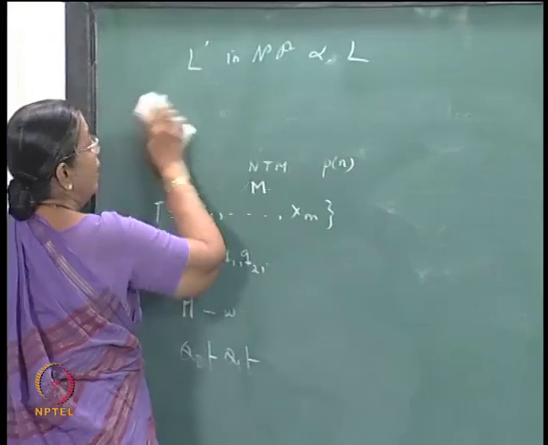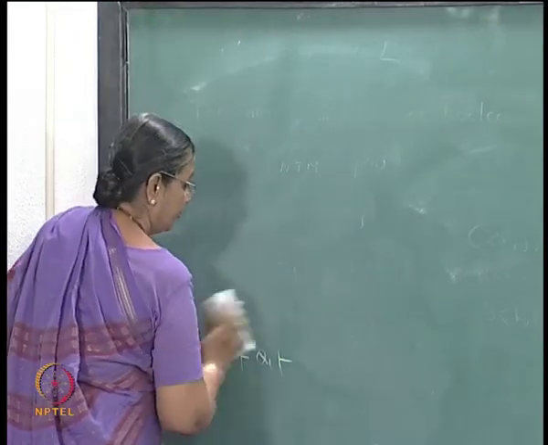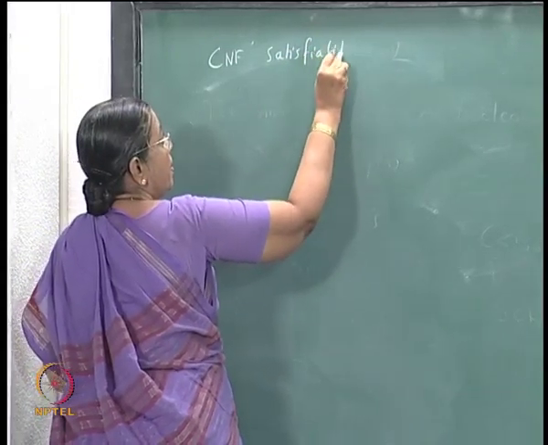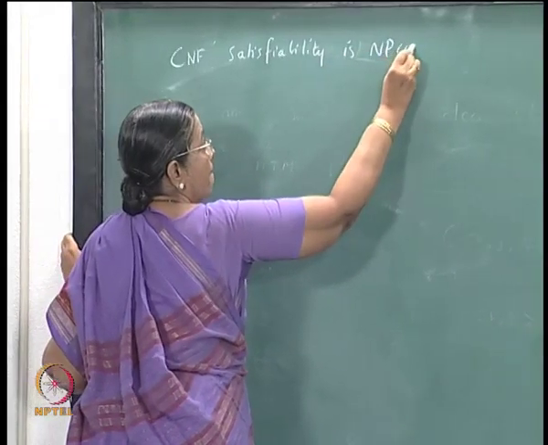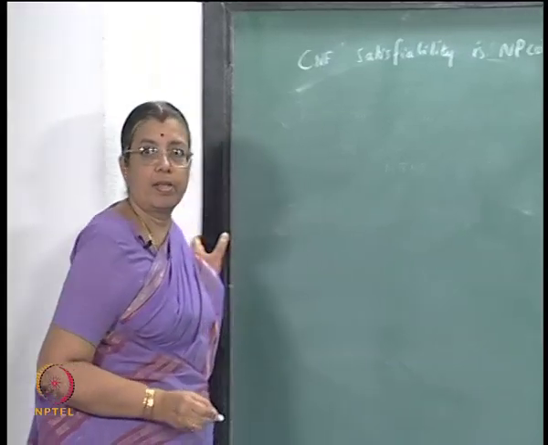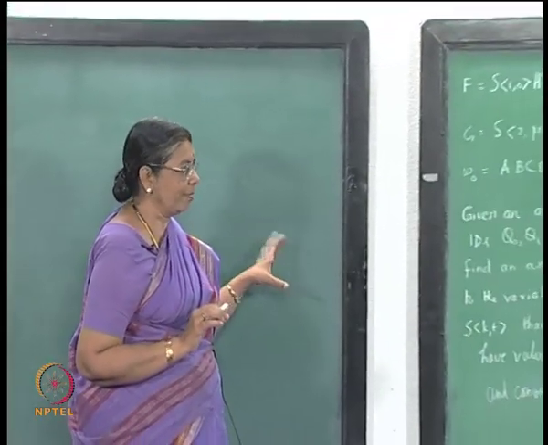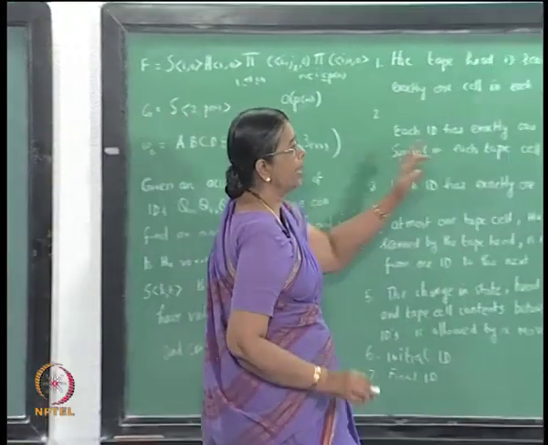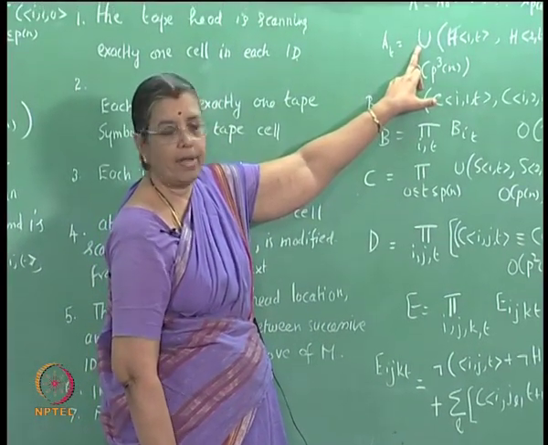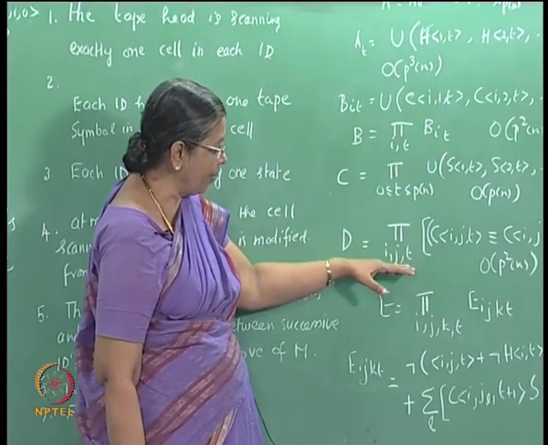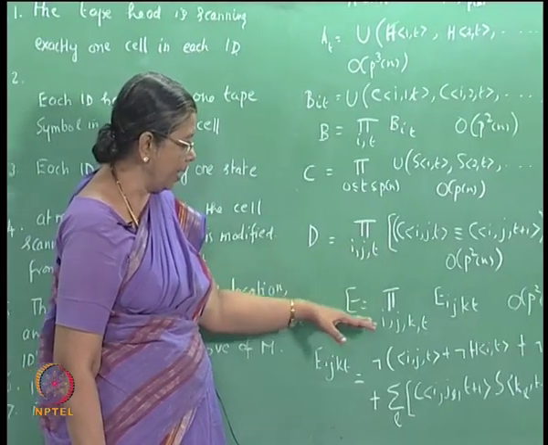Now, generally you take the expression in CNF. CNF satisfiability is NP complete. So, here we are making one more restriction that the given Boolean expression is in CNF. The same proof we are going to follow, the same proof will hold. Only in one or two places it is not in CNF. The rest of the thing is in CNF. The way you have written the U function, it is in CNF, right? And everything is in CNF except D and E. Except D and E, the rest of them are in CNF.